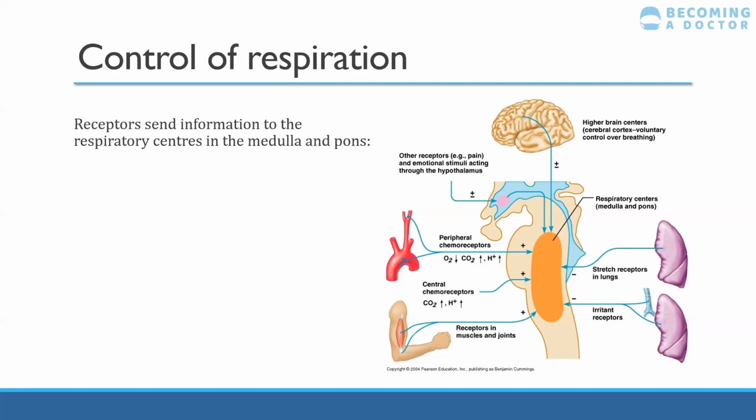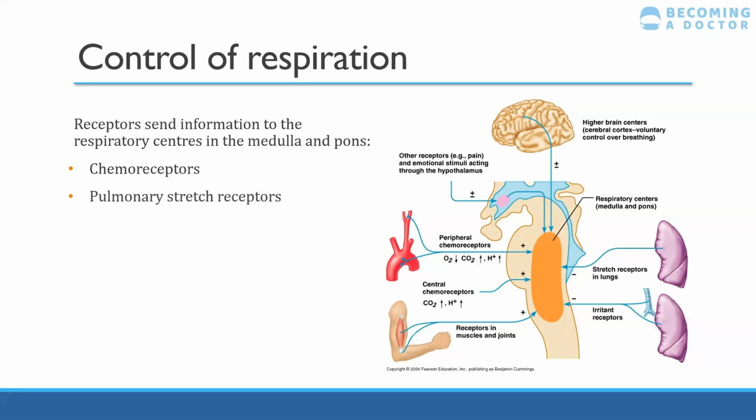Now, different receptors around the body send information to these centers, and these include chemoreceptors, and these are formed of central chemoreceptors, which are found in the medulla, and they send information about the pH of the CSF, so the cerebral spinal fluid. And you also have peripheral chemoreceptors, and these are found in the aortic arch and the carotid sinus, and they send information about the pH of the blood and the oxygen partial pressure and the CO2 partial pressure of the blood.